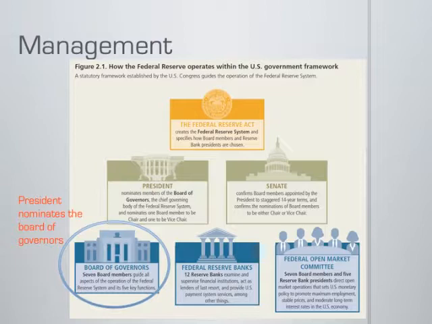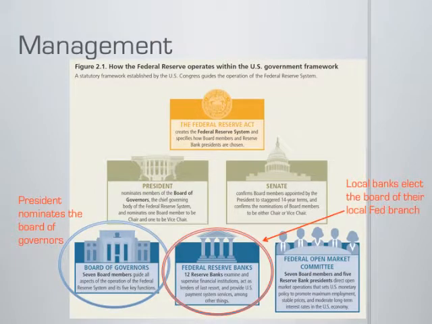So, the Board of Governors. This is a 7-member board. The members of the board set the guiding principles and the guiding rules for the Fed. Now, the members of the Board of Governors are nominated by the President and approved by the Senate, just like traditional cabinet positions, if you will. But the Fed is also supposed to be a quasi-independent agency, independent of political influence.